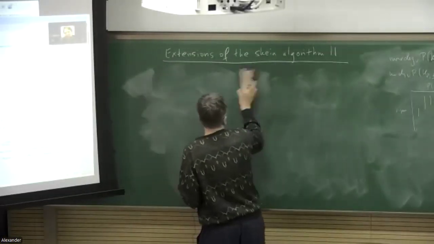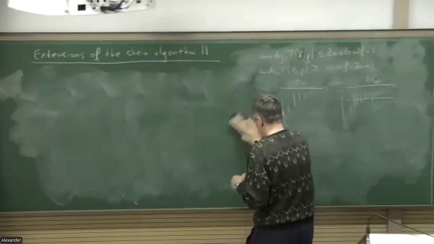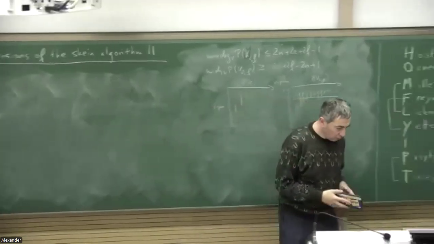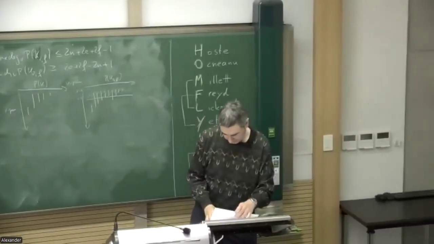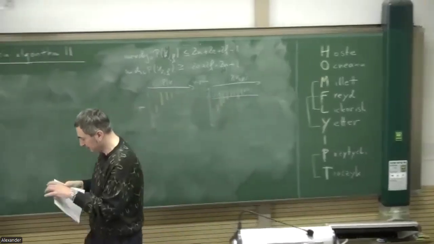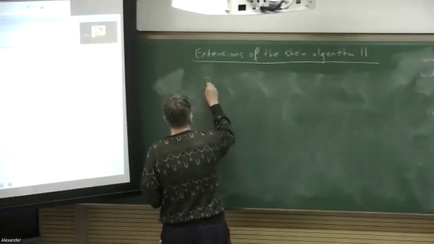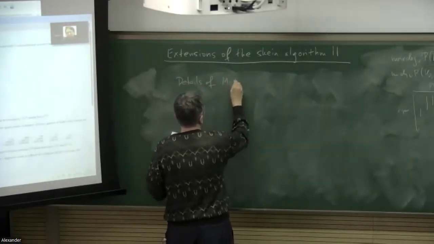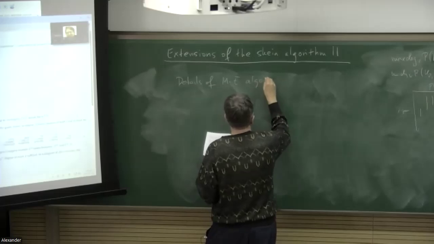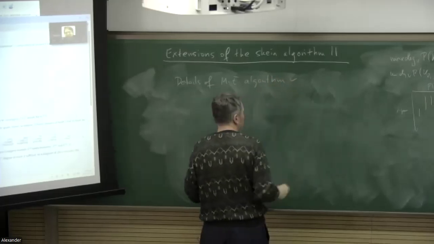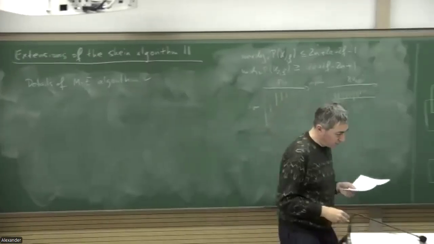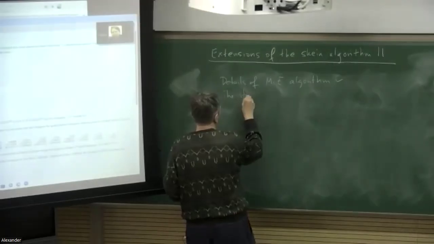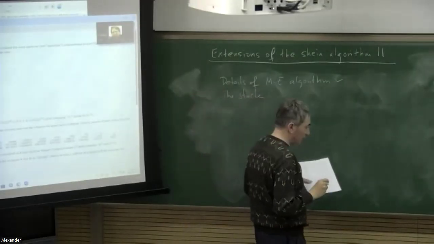So now this is kind of motivation for returning to the main course that I was planning to talk about. So what was the program? I mean, I spent now 40 minutes. So I talked about details of the Millett-Ewing algorithm. And then I started talking about the step, which I did not finish.